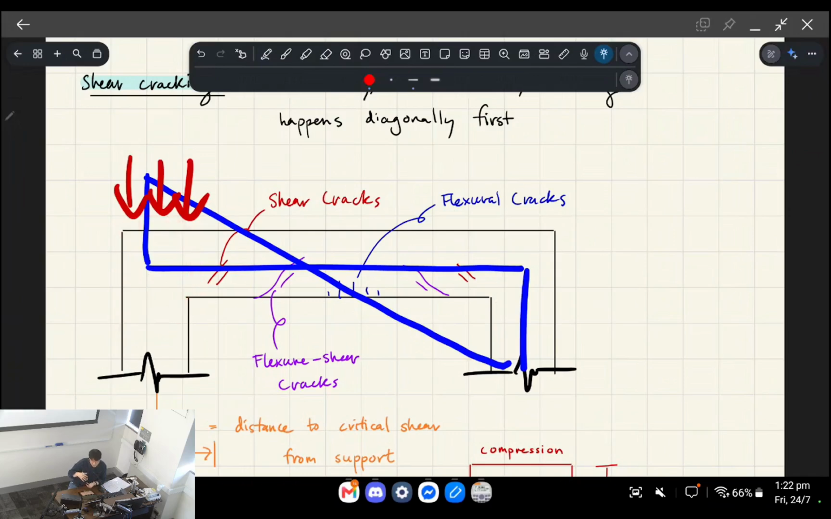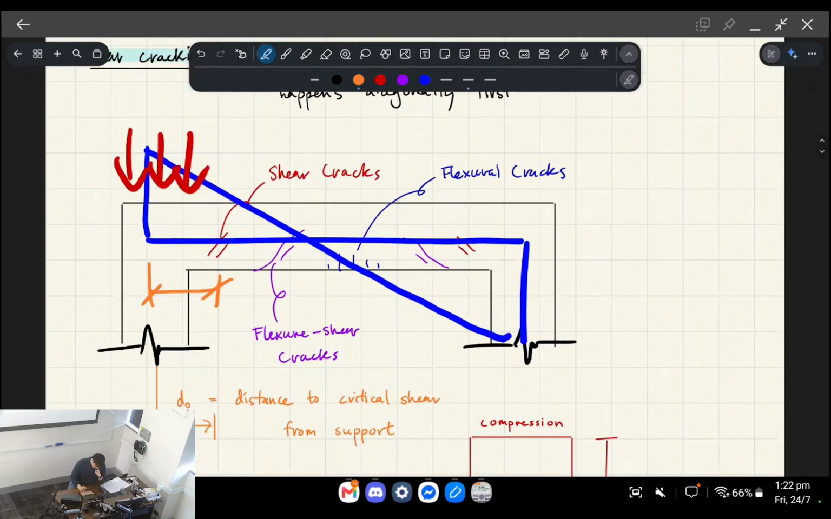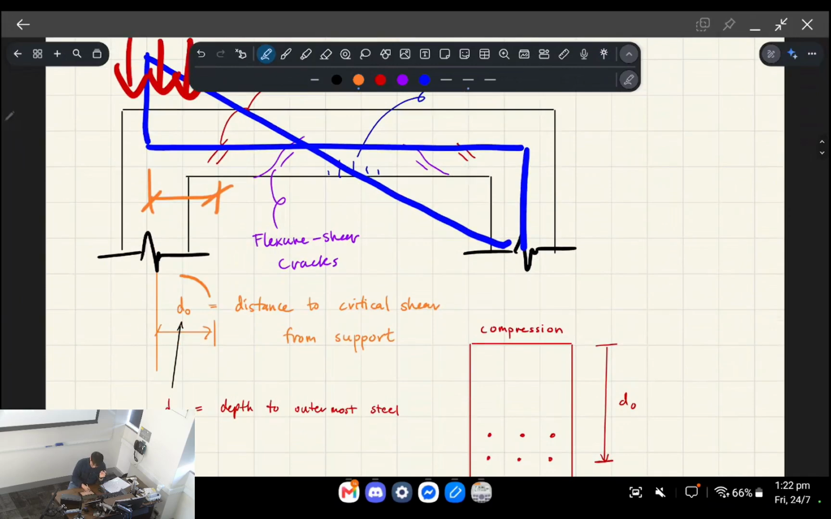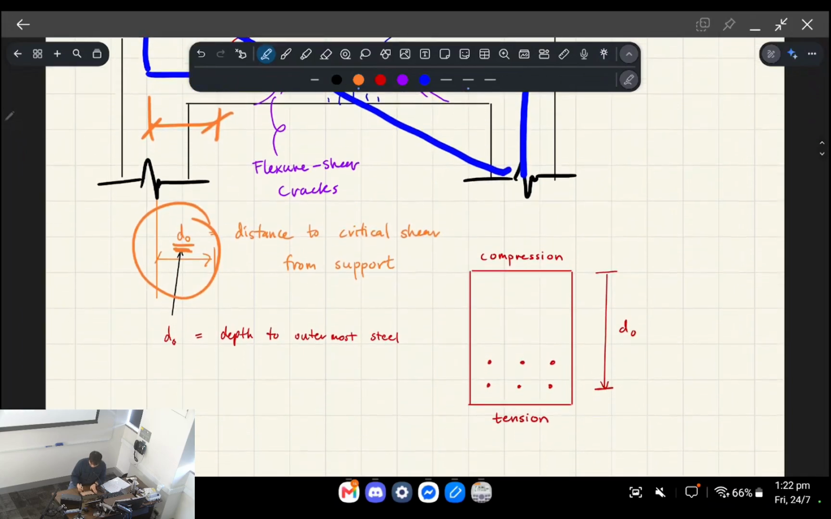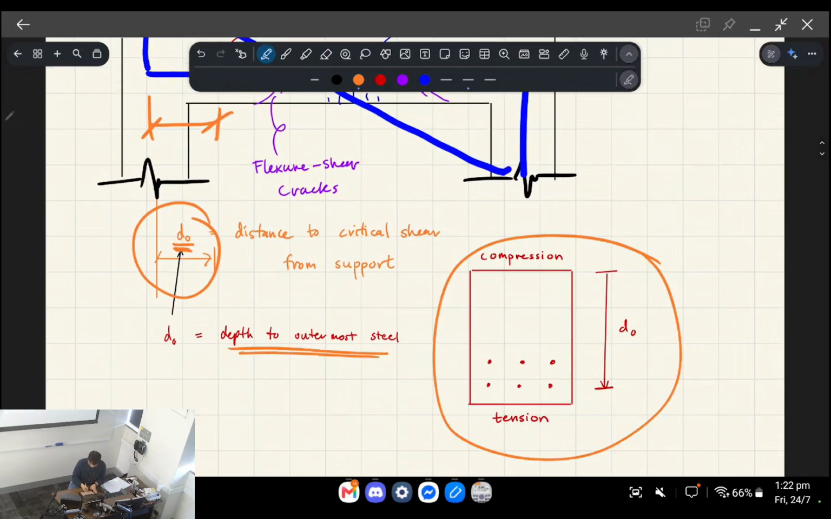It's more like a bearing kind of effect, right? So transverse compression. So that's all to say, we know that some distance away from the middle of that column is where shear cracks will appear, okay? And these shear cracks, we're gonna say, is d_o away from the middle of the column, and d_o is the depth to the outermost steel, okay?